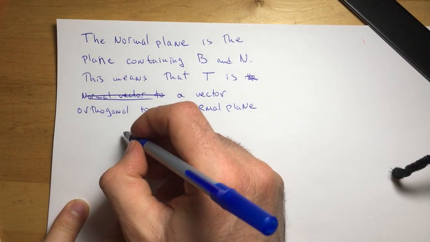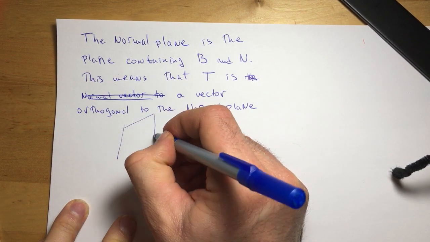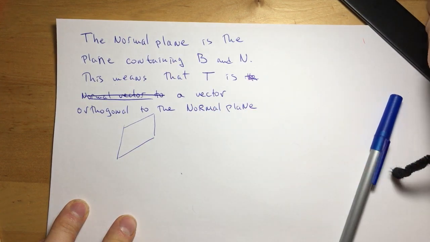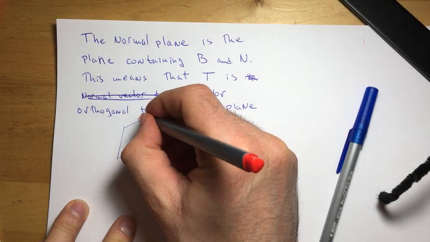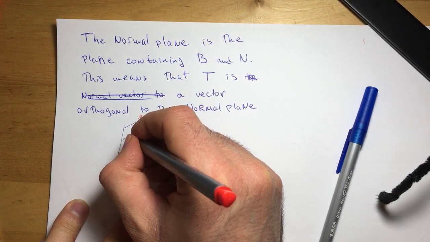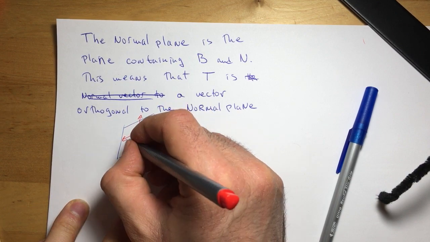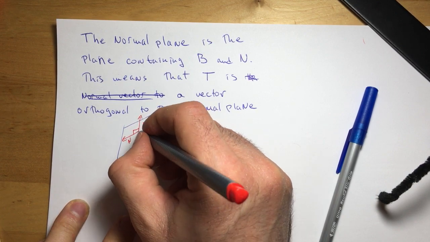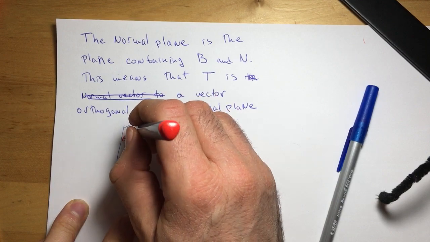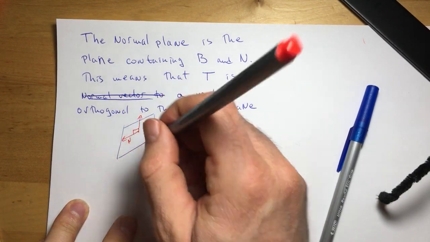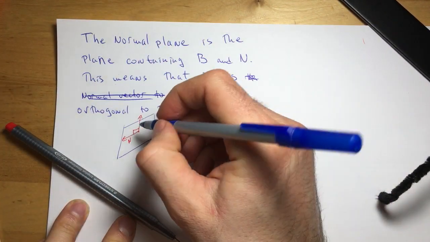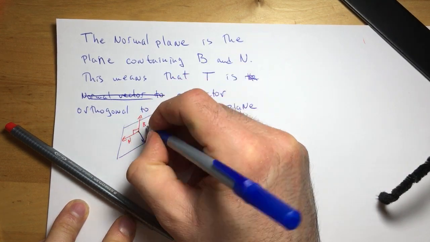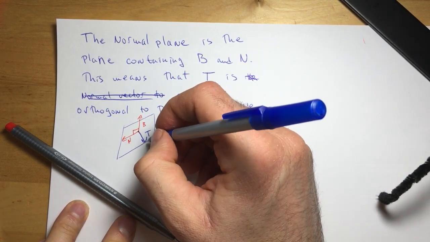Okay, so if we have a plane like this, and this is B and this is N, they're orthogonal, then the vector coming out of this plane, and we're going to represent that like this, that goes towards us, is the unit tangent vector, okay?